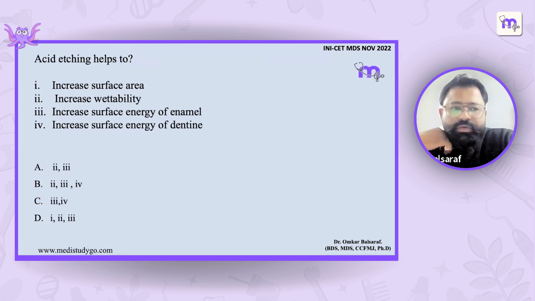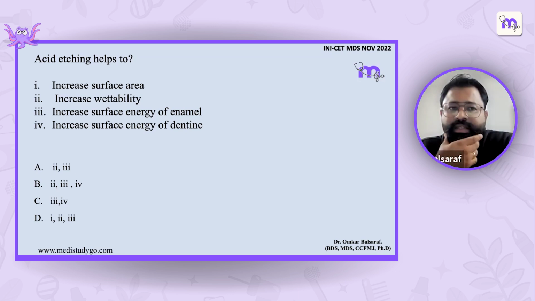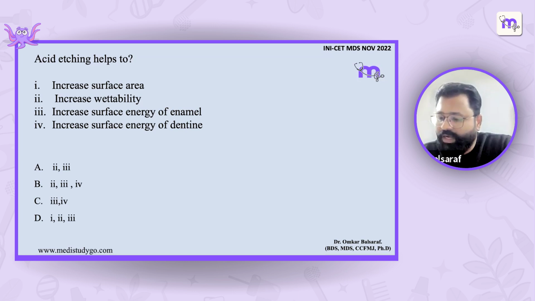Acid etching helps to: first is increase surface area, second is increase wettability, third is increase surface energy of enamel, and fourth is increase surface energy of dentin. So either it should be A, that is 2 and 3, B, that is 2, 3, 4, C, that is 3 and 4, D, that is 1, 2, and 3. Again, as I told you, you can neglect the one that is odd. Okay, so you just remove either those that are wrong or those that are right, so that you can analyze this question easier. You would have a rough page around to just tick the ones which are correct and which are not correct. Okay.